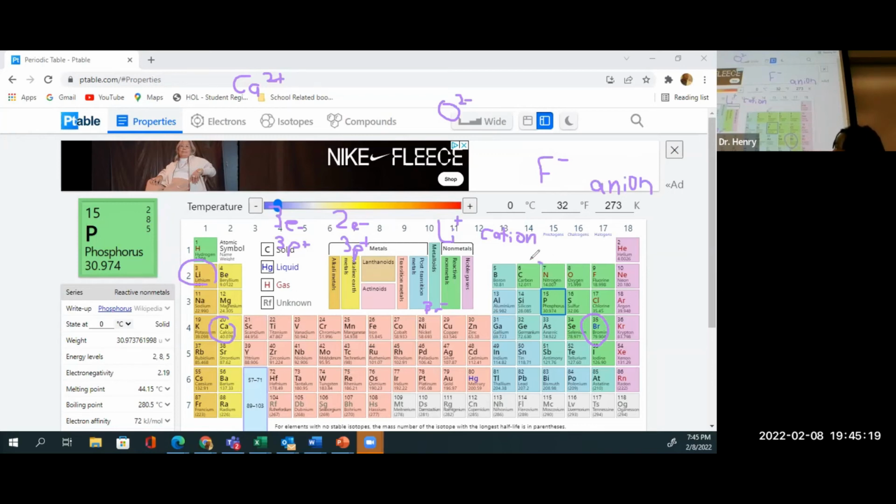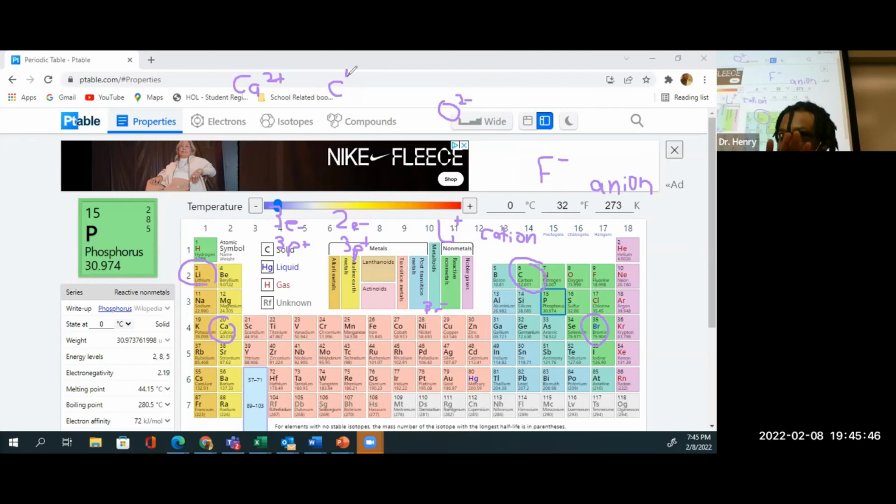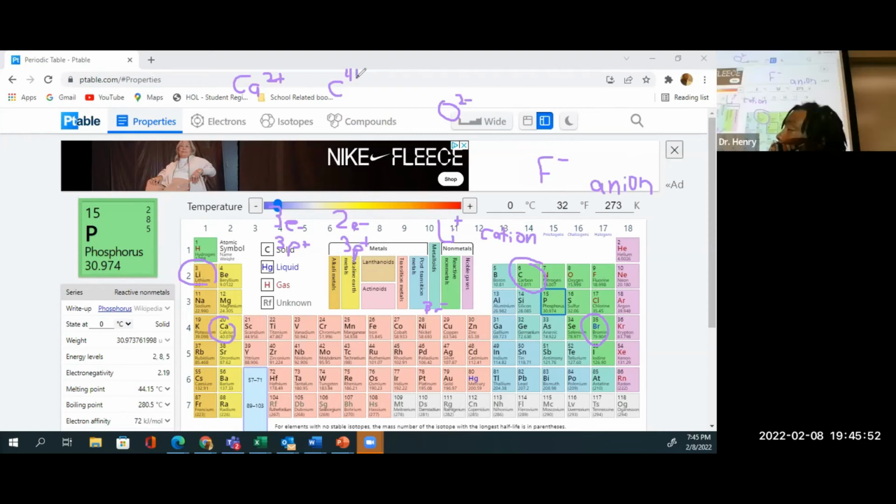So we have carbon. Carbon has the ability to be like a noble gas by either adding 4, 1, 2, 3, 4, or losing 4, 1, 2, 3, 4. So carbon can swing both ways. It can lose 4 or it can gain 4, right? If it loses 4 electrons, it's going to be plus 4. If it gains 4 electrons, it's going to be minus 4.